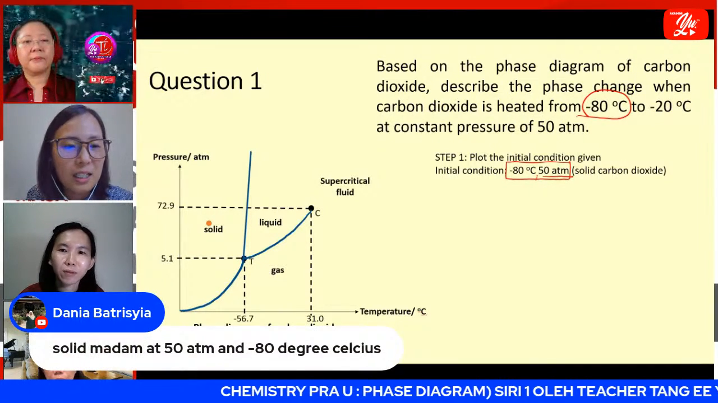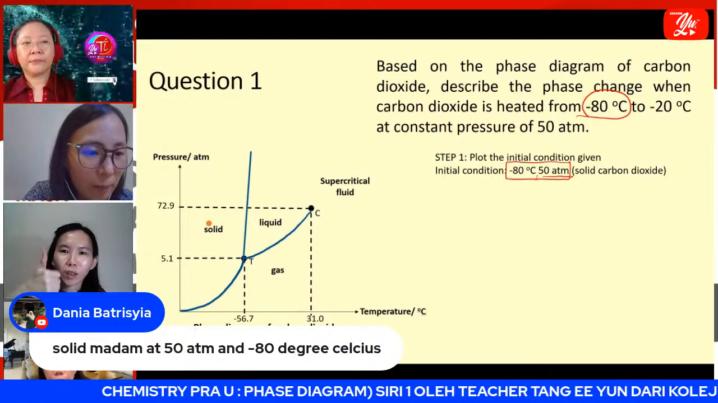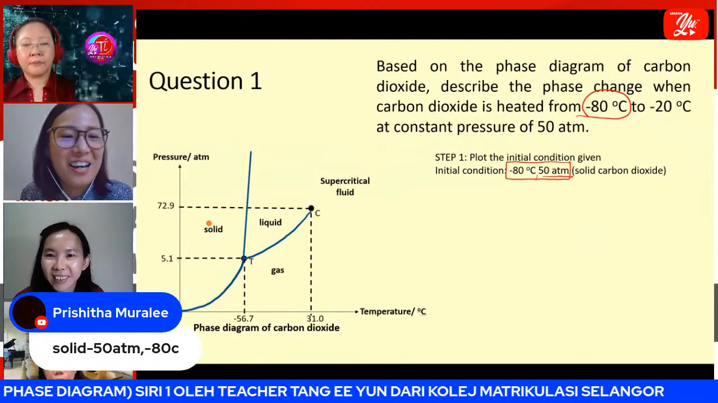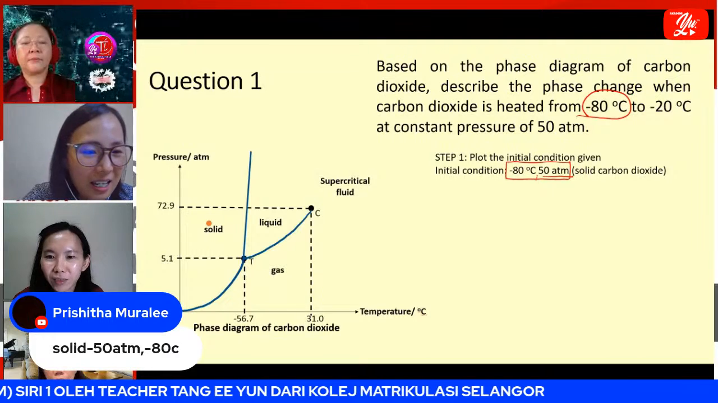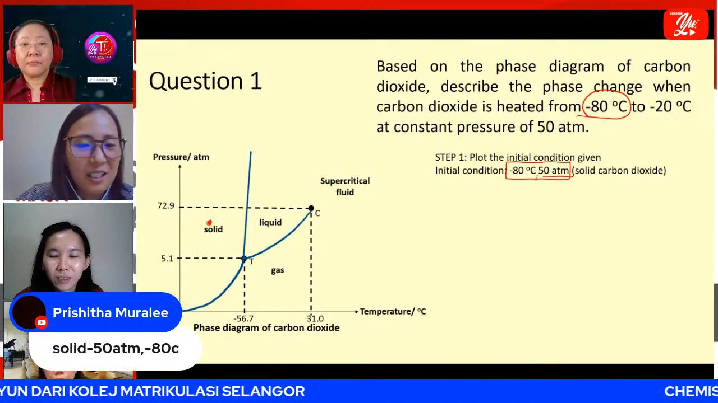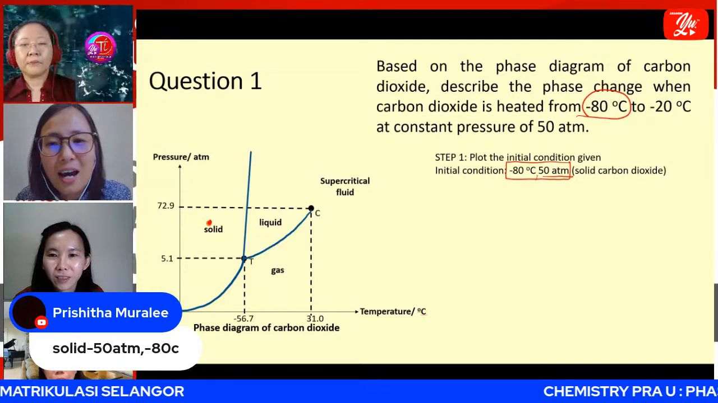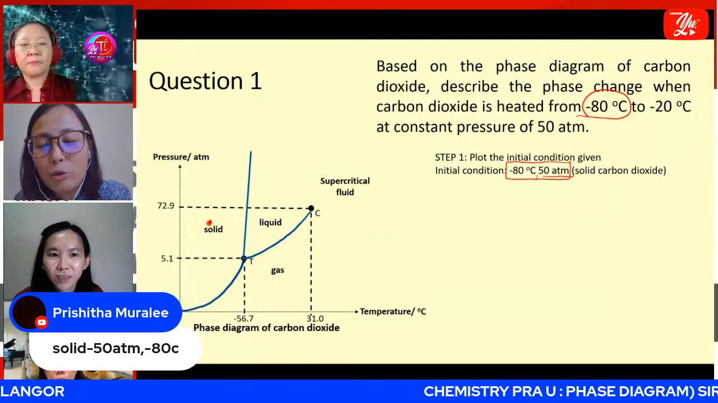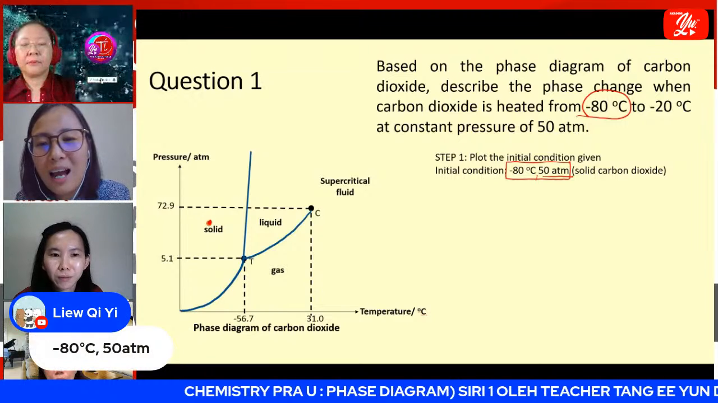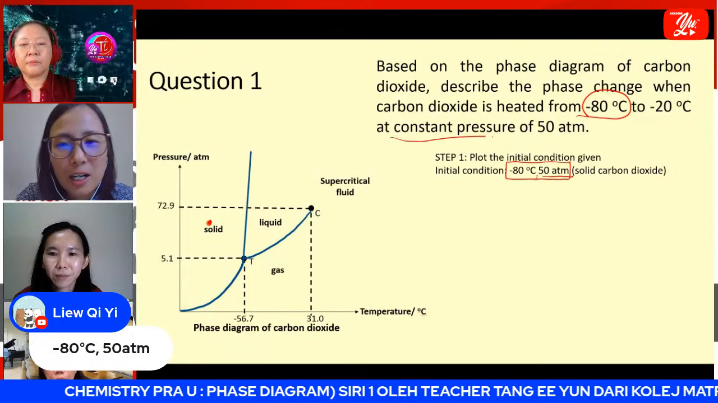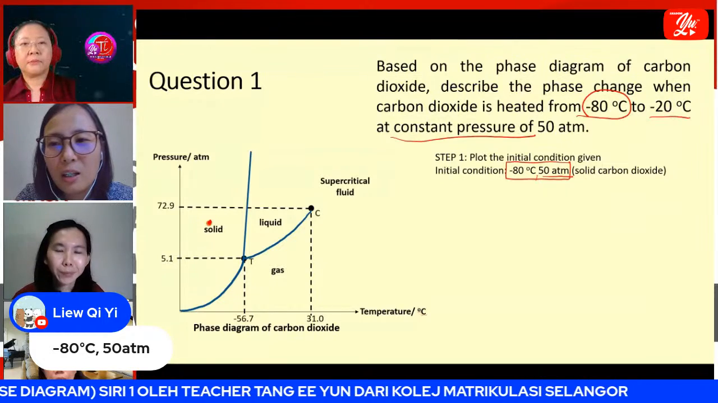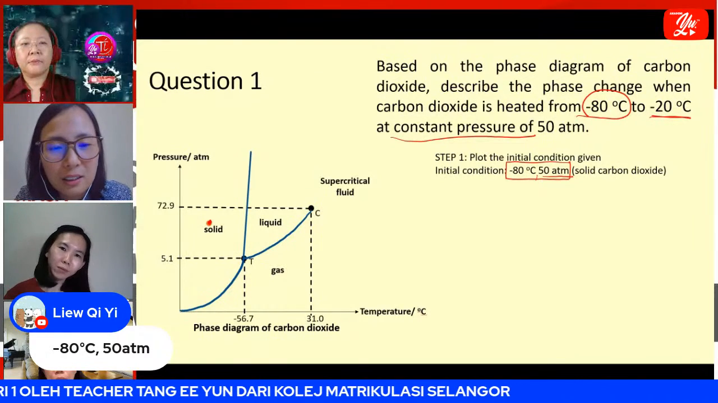So where is it? Yes, it's in the solid state. Okay, good. I think X got the answer. So it is somewhere here, and you can plot it. Okay, and then step number 2, remember, you need to draw the line. So now at constant pressure, you want to increase the temperature to negative 20 degrees Celsius.